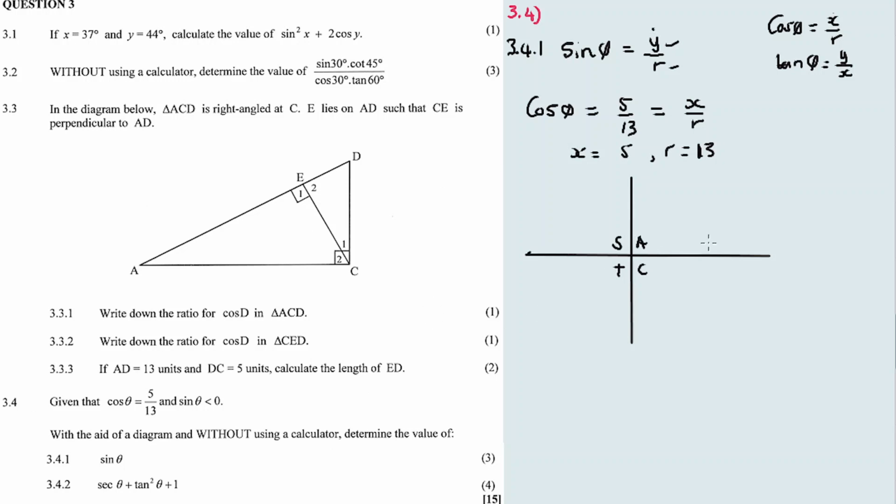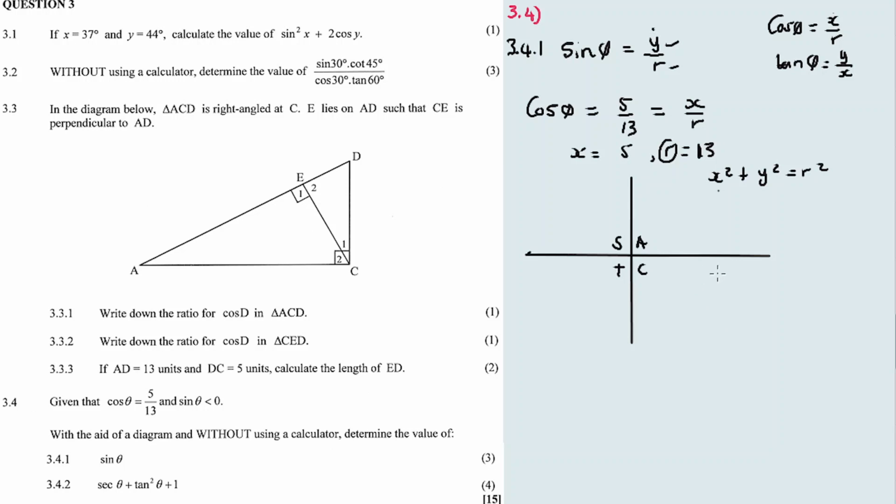So look at the first quadrant. Remember, we want to find r, which I have: r is 13, but I also need the value for y. This diagram will help us calculate the required y. And by the way, the y is calculated using the Pythagoras theorem: x squared plus y squared is equal to r squared. Just substitute, and then y is calculated.